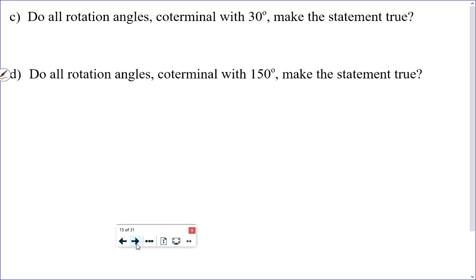If you were to come up with a different rotation angle that's coterminal with 30 degrees, like 390 degrees, it is coterminal with 30. Because if you go to 30 degrees and you just go around another 360, you'll end up at 390 degrees for a rotation.